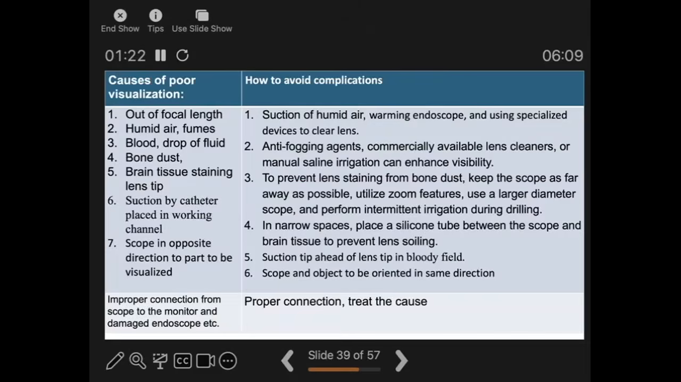There are many causes of poor visualization, and there are solutions also. Out of focal length is one such cause of poor visualization. In such cases, adjust the focal length to achieve the sharp image. Humid air and fume can cause poor visualization. In such case, suction of the air or fume improves visualization.